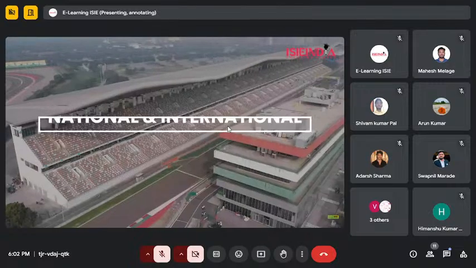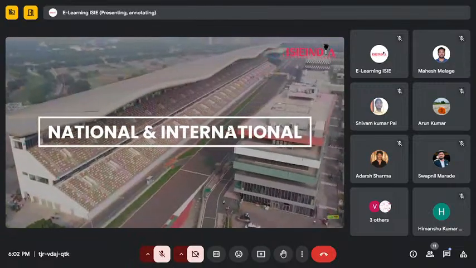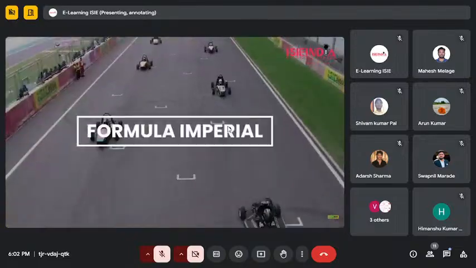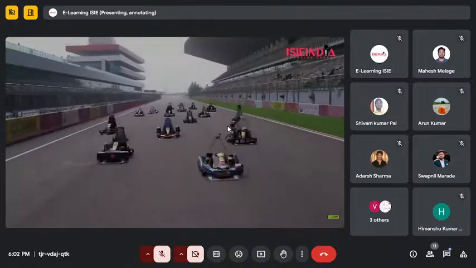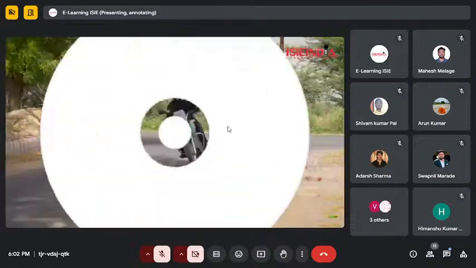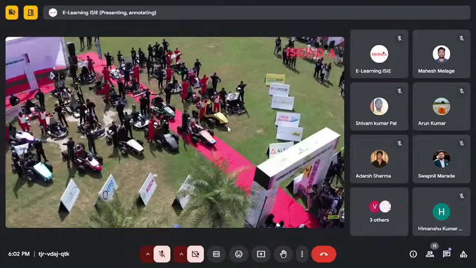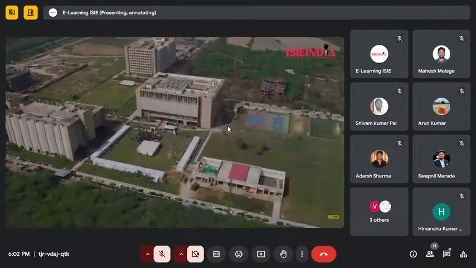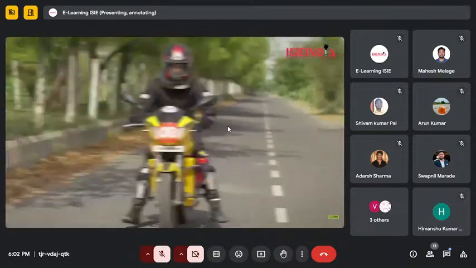Additionally, through national and international e-mobility events such as the Electric Solar Vehicle Championship, Formula Imperial, Indian Karting Race, and the e-bike design challenge, we have provided a transformative platform for over 4 lakh students from more than 750 colleges and universities to showcase their innovative projects and ideas.